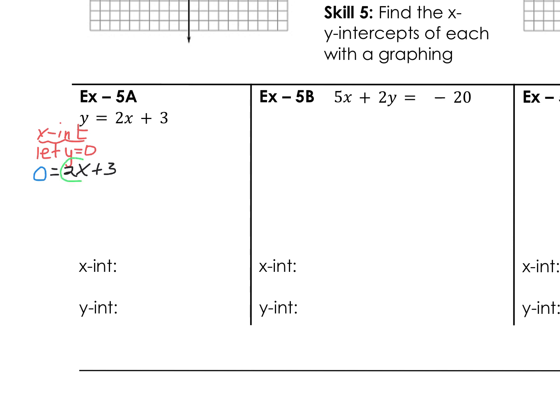If I'm solving for x, I'm going to subtract 3, and I get negative 3 is equal to 2x, and then divide by 2 and divide by 2. That does not go in evenly, so we're going to leave it as a fully reduced fraction. That means that x is equal to negative 3 over 2.